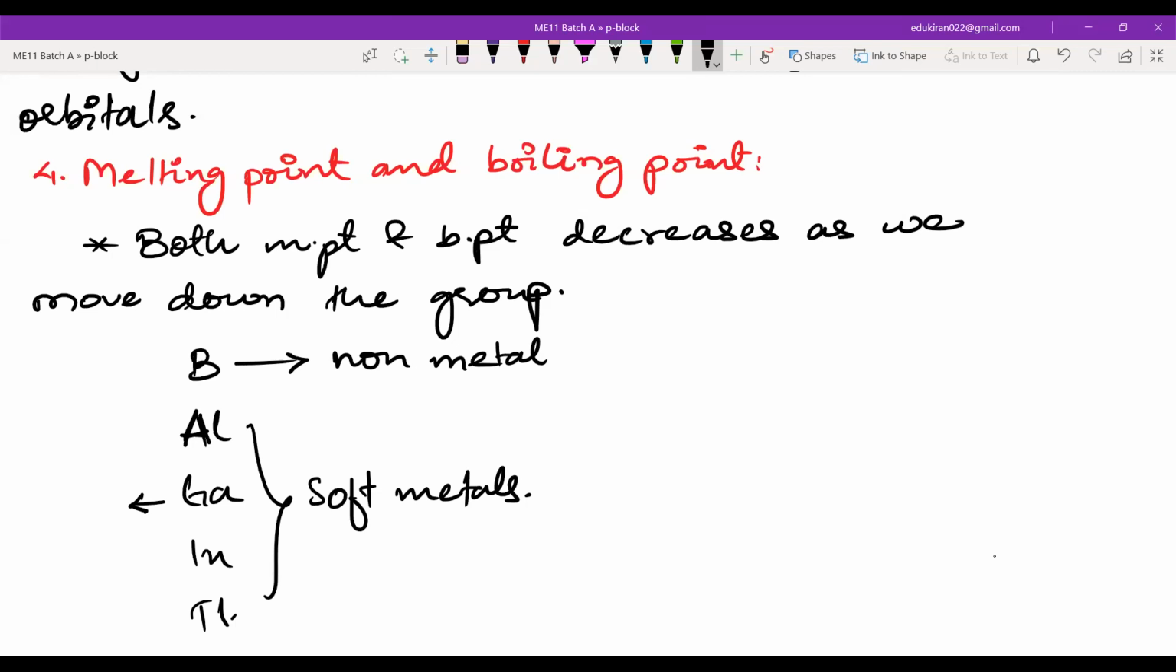Boron is a non-metal and it has a crystalline lattice type structure. That is why it has a high melting point. It is a network solid.